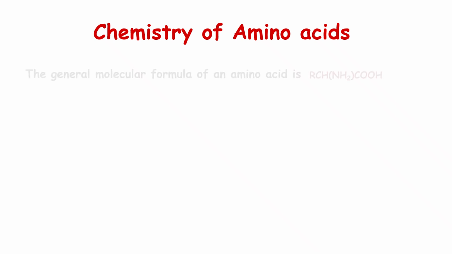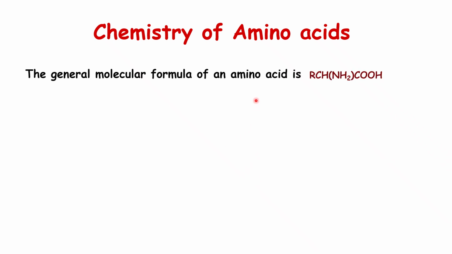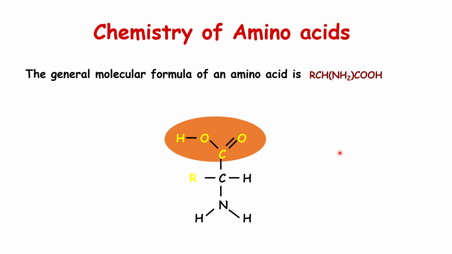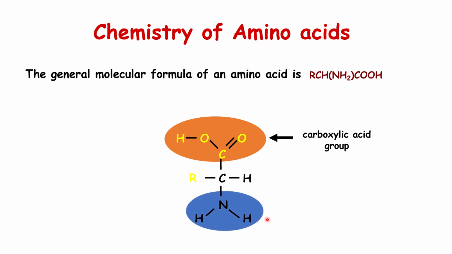Next, chemistry of amino acids. First, you should know the molecular formula of an amino acid: R-CH-NH2-COOH. In that, two groups are there. One is the carboxylic group and the other is the amino group. The carboxylic group is COO minus and the amino group is NH3 plus. So both positive and negative charges together form a protein molecule.